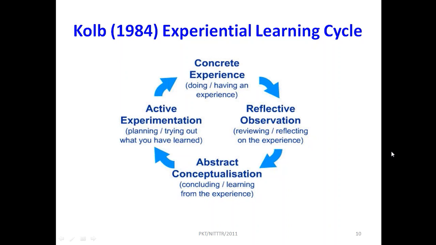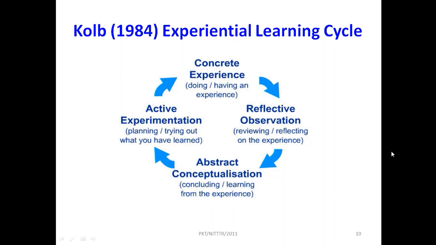So learning is complete when the person has passed through all these four stages of the experiential learning cycle. That is, it starts with concrete experience, goes to reflective observation, and then new ideas or modification of the existing ideas takes place. That is what is referred to as abstract conceptualization, and then those ideas are tried out.